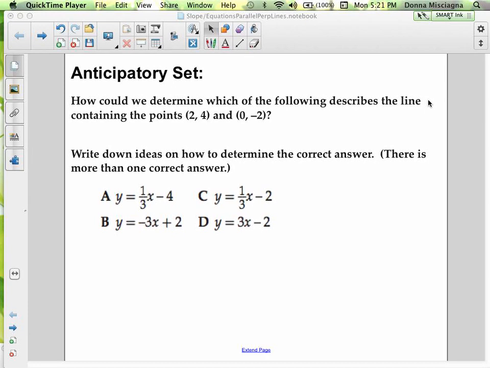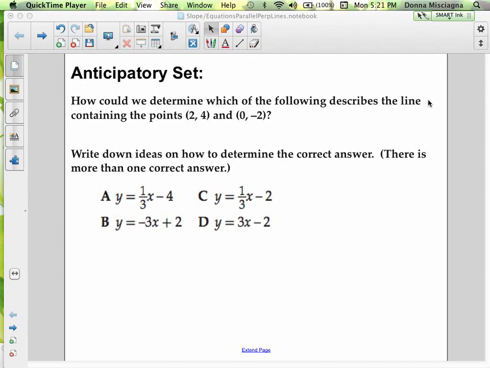All right, so a little anticipatory set to get us thinking about lines. How could we determine which of the following describes the line containing the points (2, 4) and (0, -2)? Write down some ideas on how to determine the correct answer. Not what is the correct answer, but how could we figure it out? There's more than one correct answer.